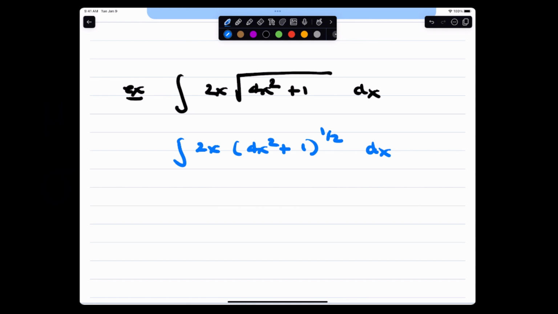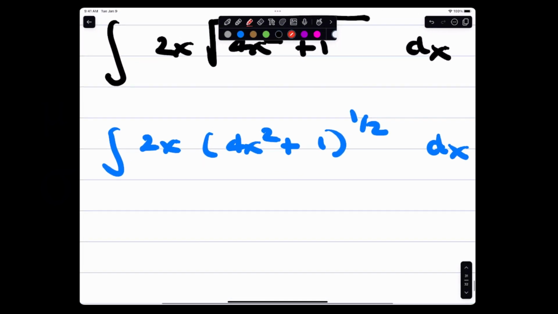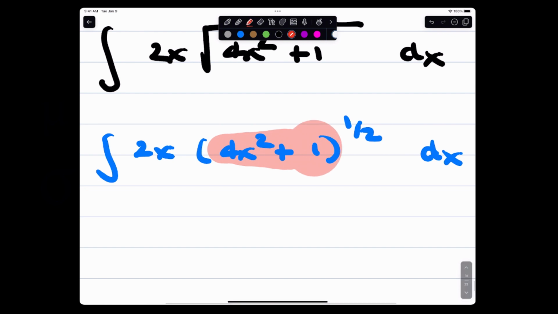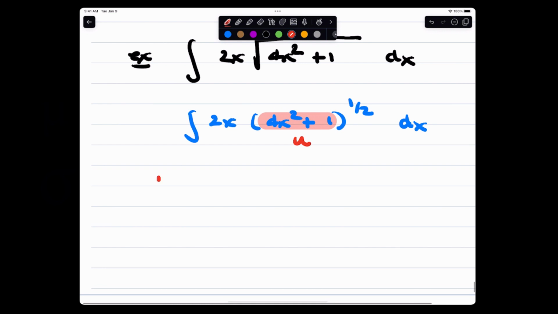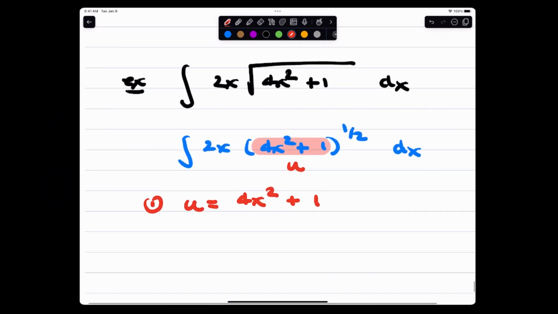But there is some degree of consistency. What do you mean by that? Do you have a parentheses? So start somewhere. Maybe you say, I'm going to let that be U. Start somewhere. So like before, if you let U be what? 4x squared plus 1.